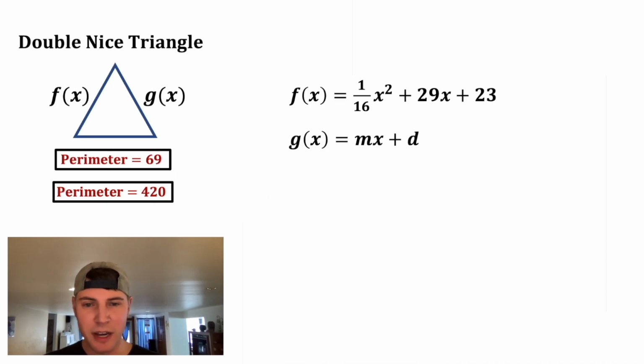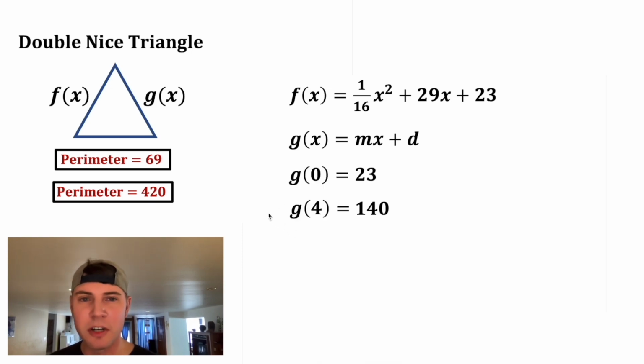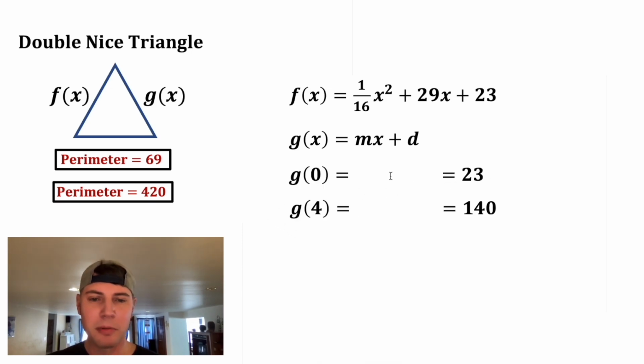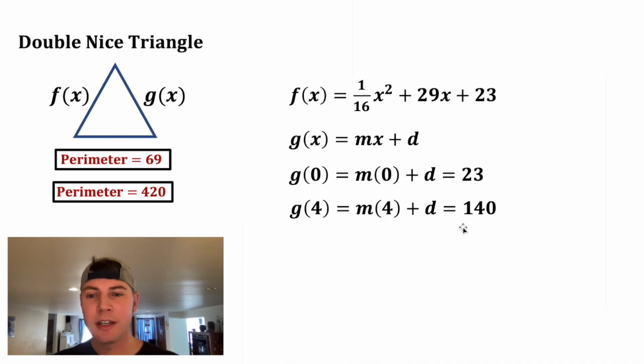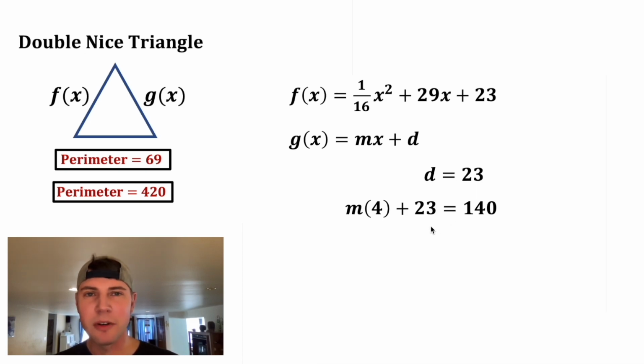Let's bring up g of x, and same idea. I want g of 0 to be 23 and g of 4 to be 140. Let's scoot them over, plug in 0 for x, plug in 4 for x. Now we have some equations to solve, so we don't need these anymore. M times 0 goes away, so we know d is equal to 23. Let's plug in 23 for this d, subtract 23 from both sides. These cancel each other out, and this side becomes 117. Scoot this over, divide both sides by 4, and we get m equals 117 over 4.